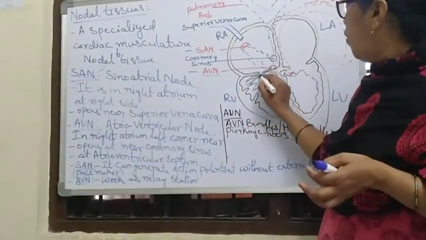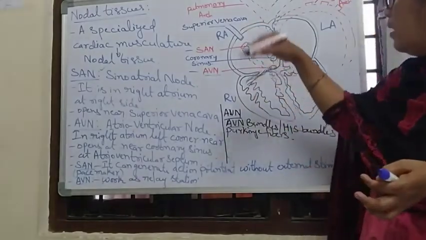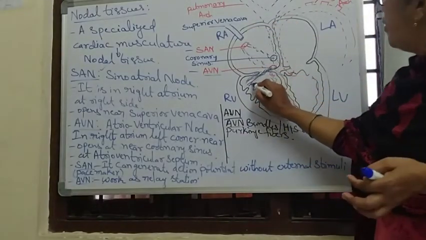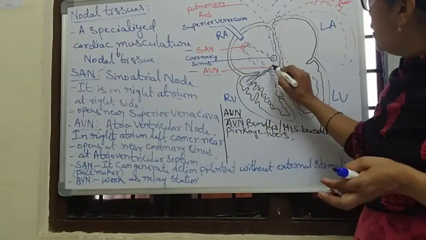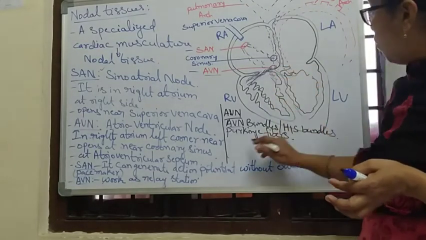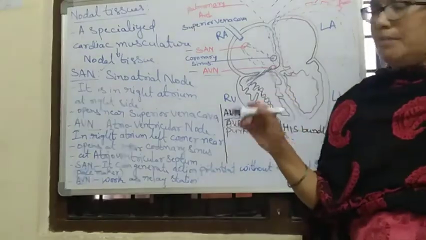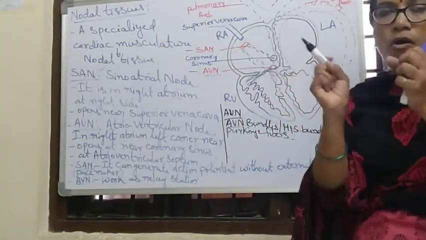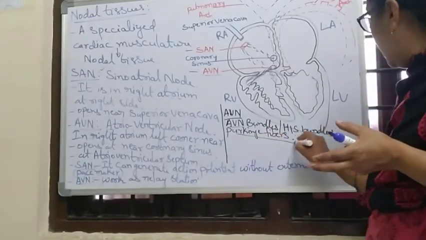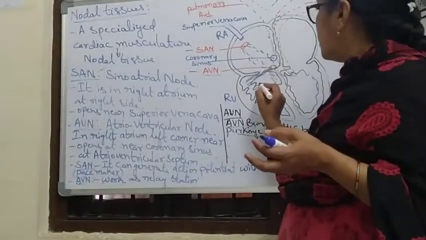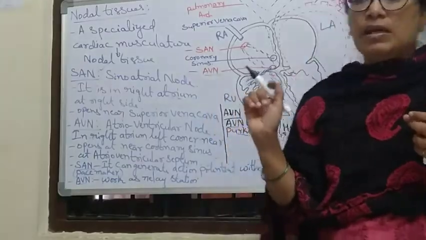Here they are formed as many bundles, many fibers like this. They are called Purkinje fibers. They help in the contraction and relaxation. With the help of these Purkinje fibers, the contraction and relaxation will occur.